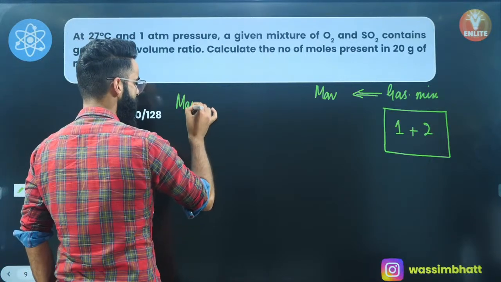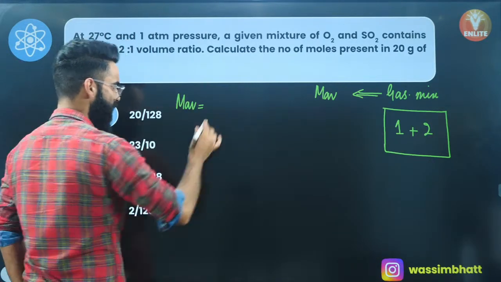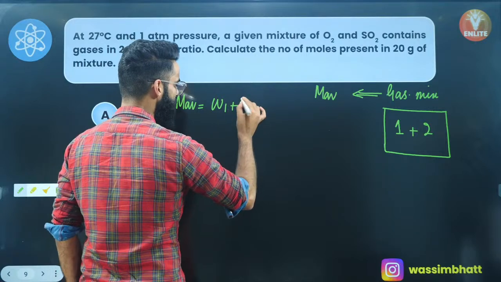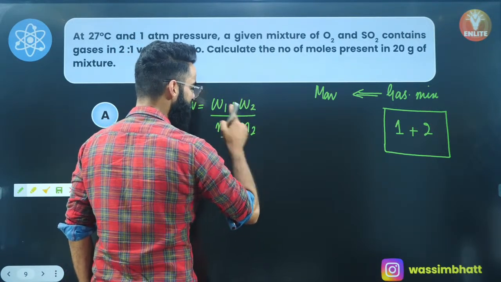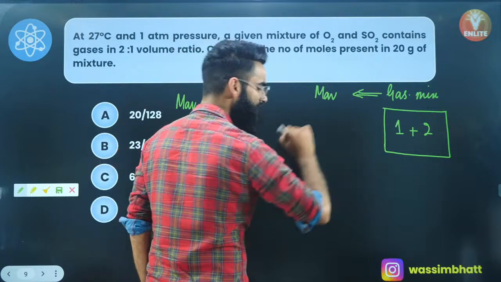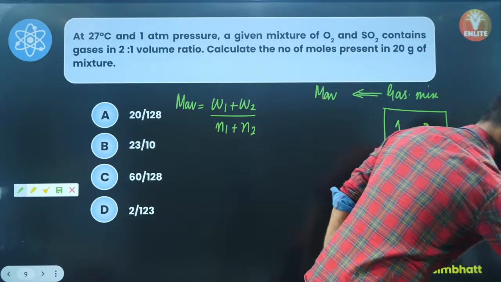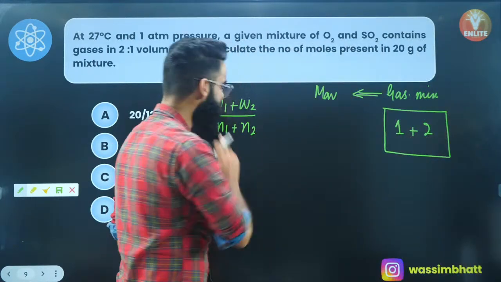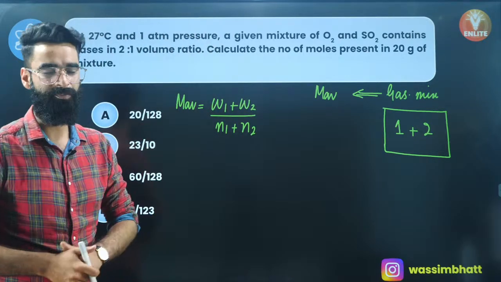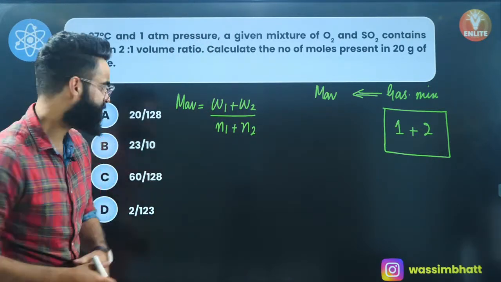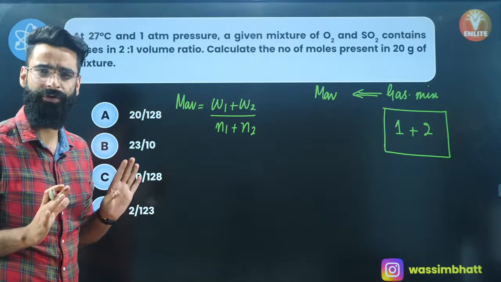First result: average molar mass of this gaseous mixture is equal to (W1 + W2) divided by (N1 + N2). W1 means the mass of gas 1 in the container. W2 means the mass of gas 2 in the container. Similarly, N1 means the number of moles of gas 1 in the container, and N2 means the number of moles of gas 2 in the container, right? This is the first result which I would want you guys to remember.